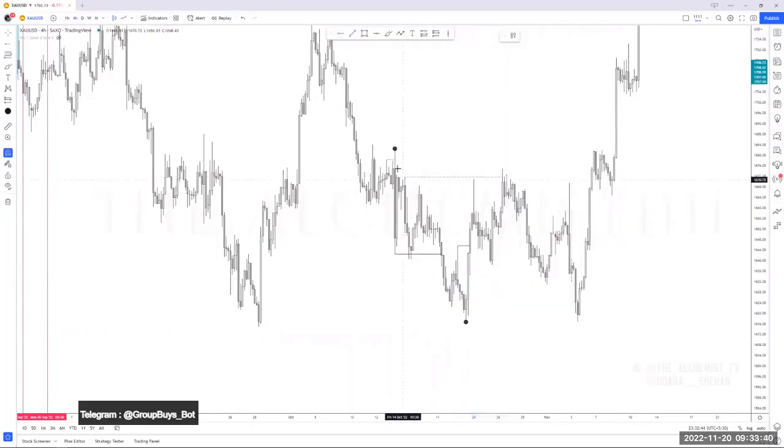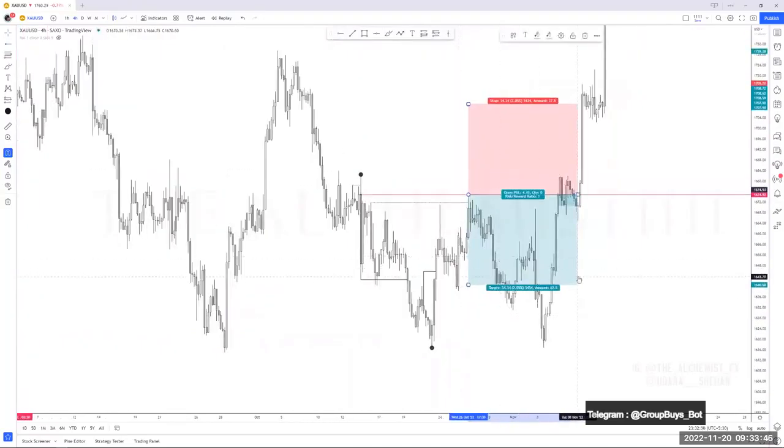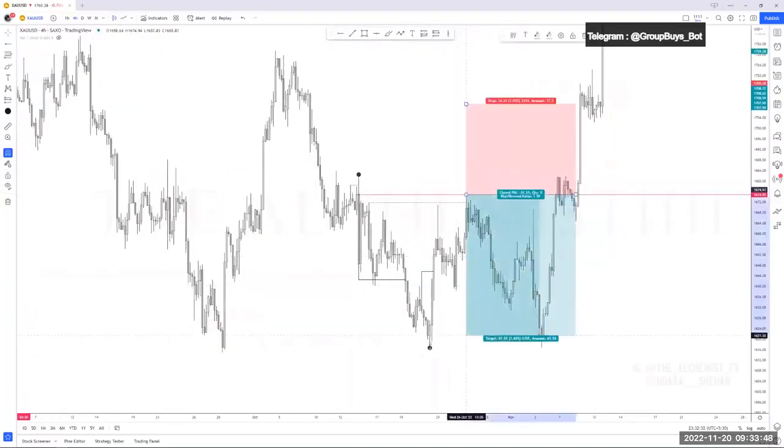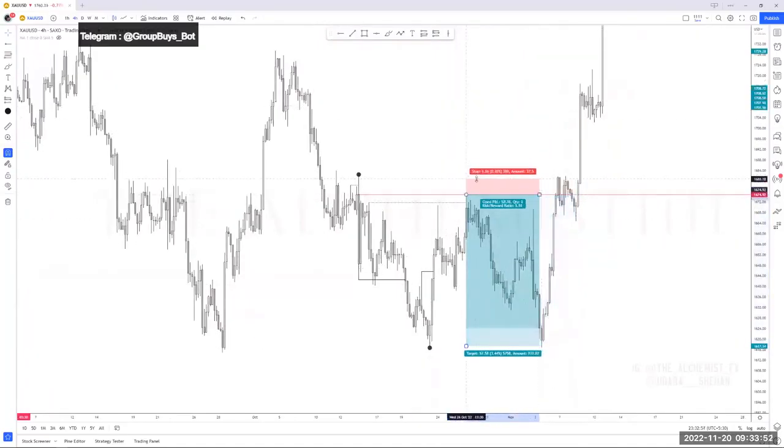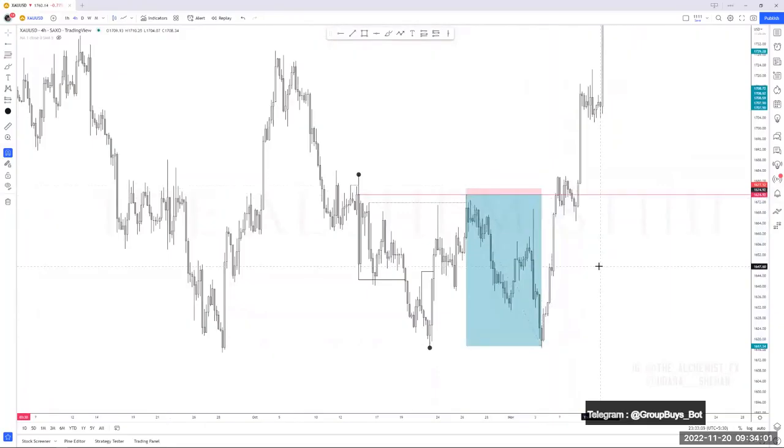And what is this? A resistance. Can you see it? Resistance, solely right here. And where do I target? External range liquidity, which aligns with the weekly, and a 20 pip stop loss. Can you see? This is the same exact entry that I showed you right now. Same exact entry. So you see that, right?